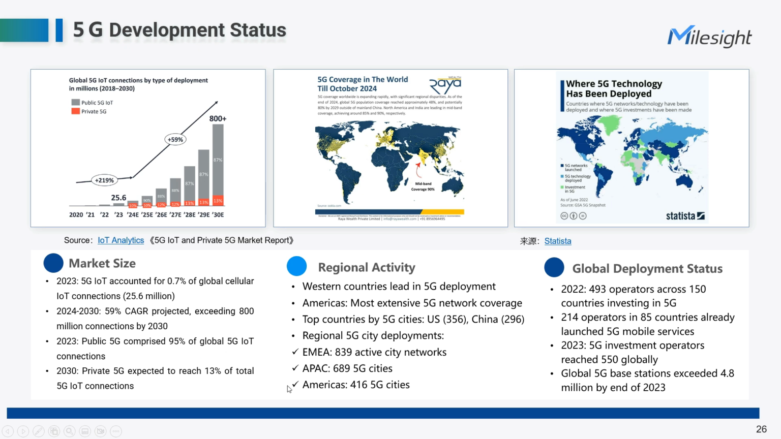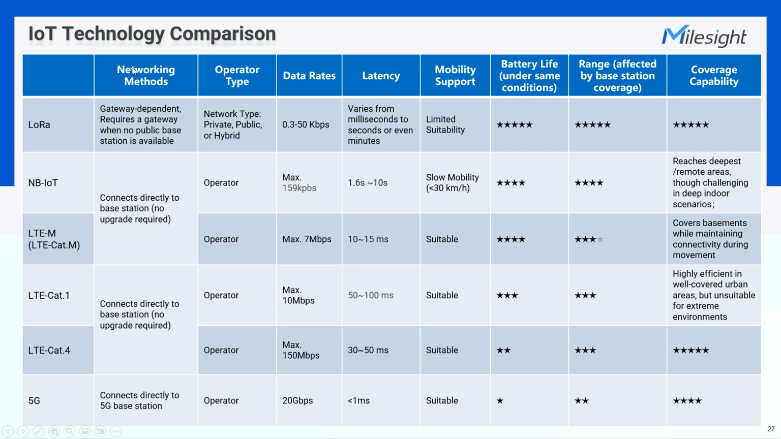All right, this next chart is really important, especially if you're new to all this. I'd suggest taking a screenshot. It gives you a great side-by-side comparison of the different technologies, from non-cellular options like LoRa to cellular LPWA, all the way up to the higher-speed cellular tech like Cat 1, Cat 4, and 5G.